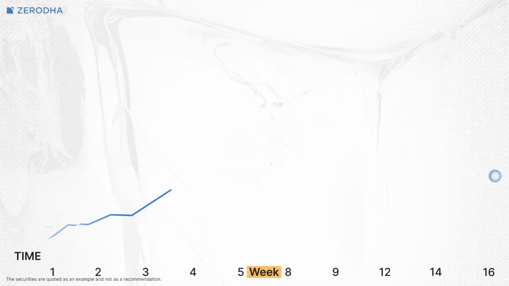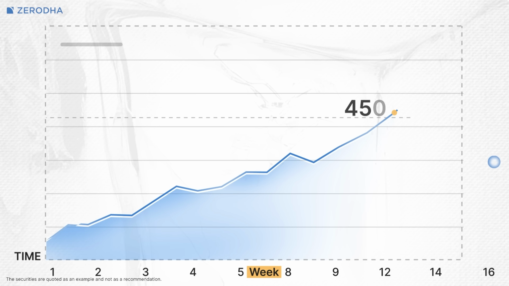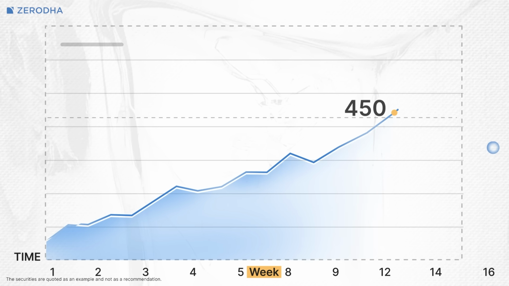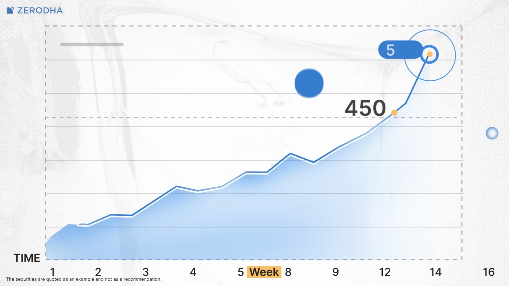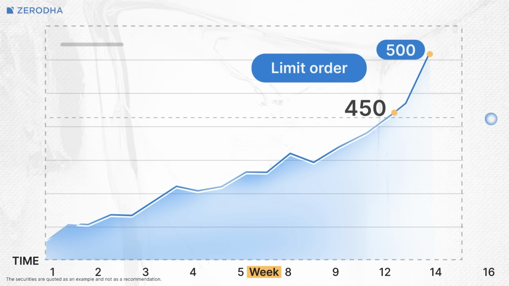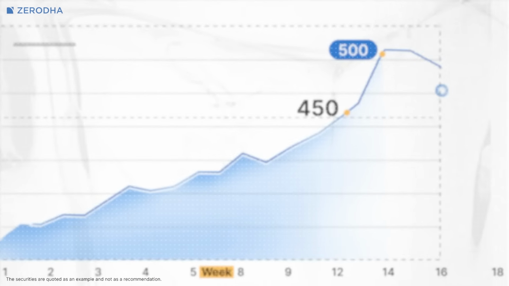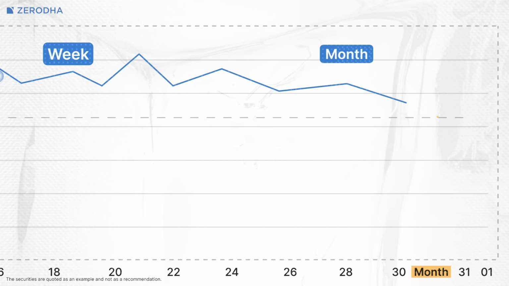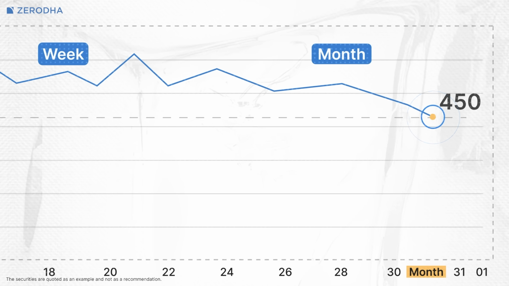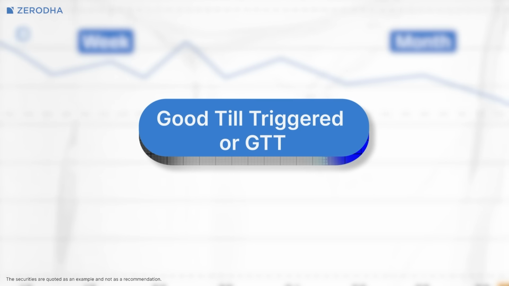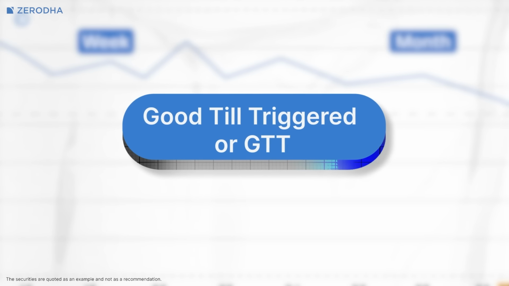Now, let's talk about a different problem. You've done your analysis and identified that a stock is a good buy at 450 rupees, but it's currently trading at 500 rupees. Now you could place a limit order, but regular orders expire at the end of the trading day. What if the stock takes a week or even a month to reach your target price? This is where good till triggered or GTT orders become incredibly useful.